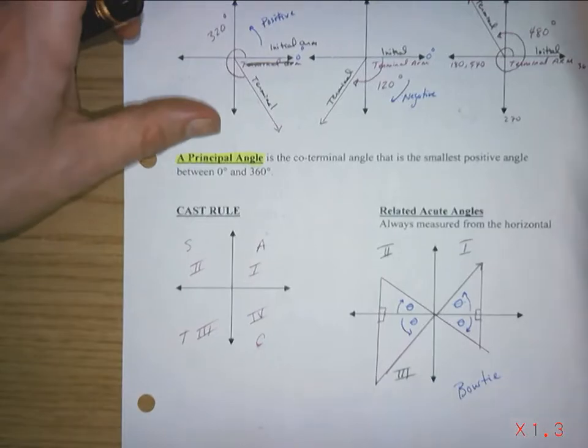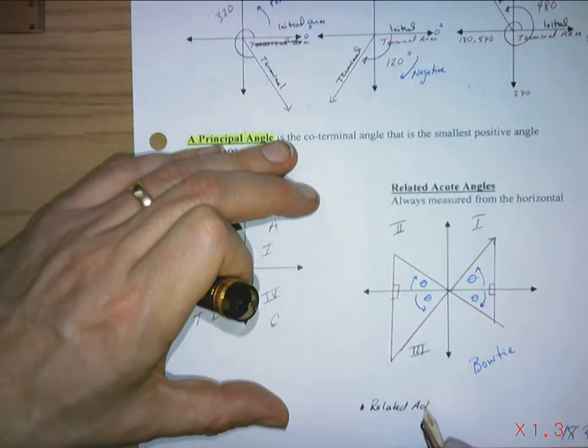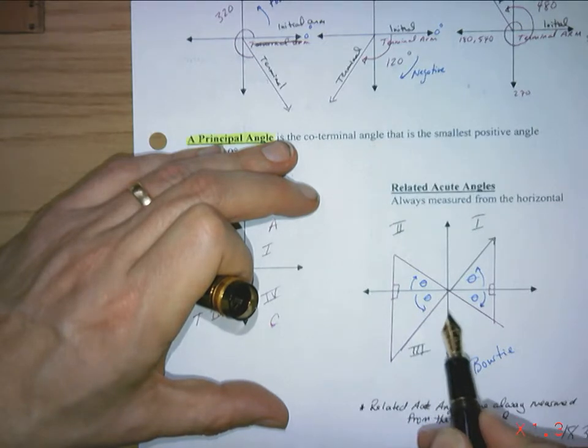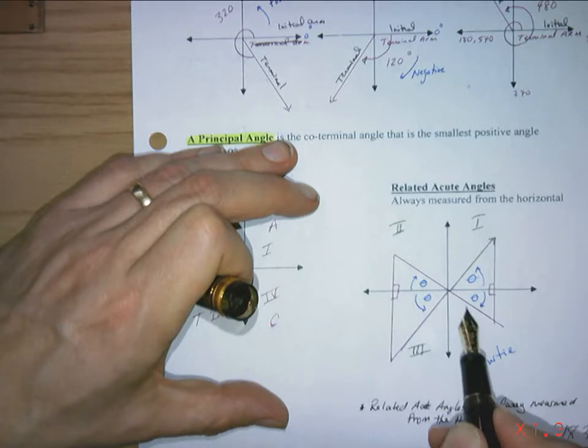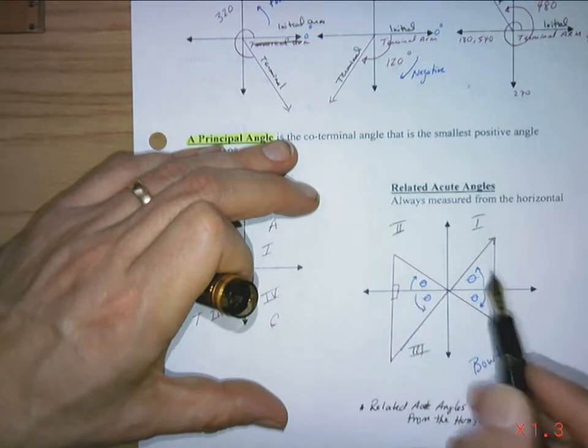Now let's talk about these just for a minute. Related acute angles are always measured from the horizontal. That's important. This is not a related acute angle. It would be measured from the vertical, and that's not right. This is not the related acute angle. It would be measured from this vertical, and that would be wrong. Okay, it's always measured from the horizontals.